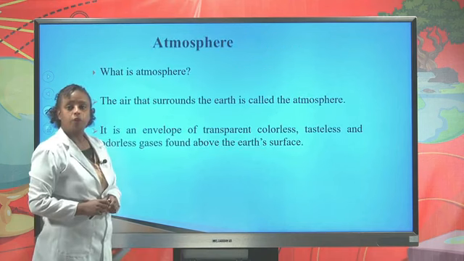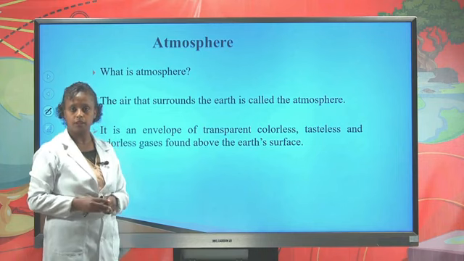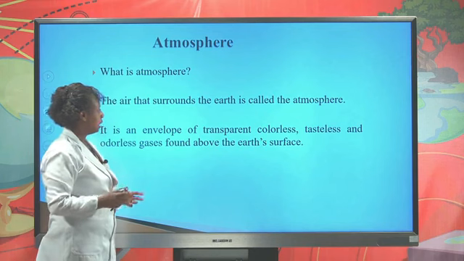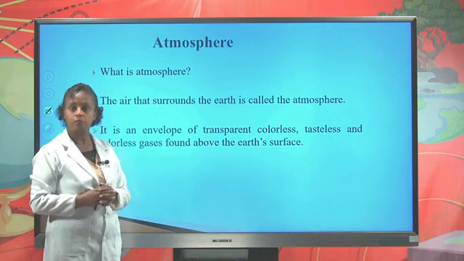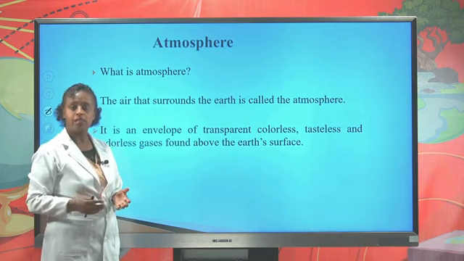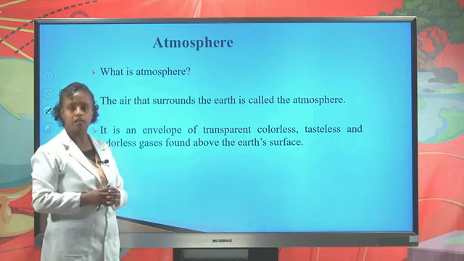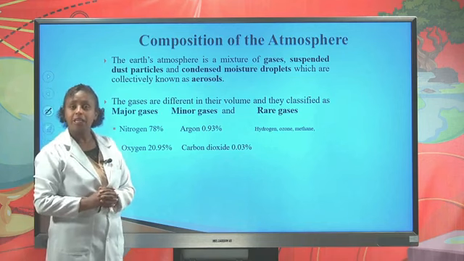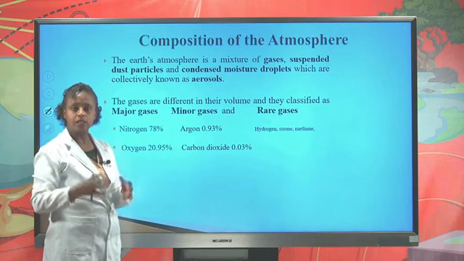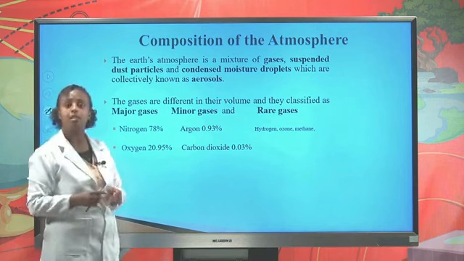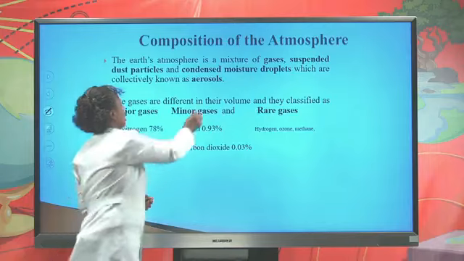Good. Before we proceed to our lesson topic, let us see some points about the atmosphere. Atmosphere is the air which surrounds the Earth's surface. It is an envelope of transparent, colorless, tasteless, odorless gases found above the Earth's surface. The Earth's atmosphere is a mixture of different elements: gases, particles of dust, and droplets of moisture. They are collectively known as aerosols.